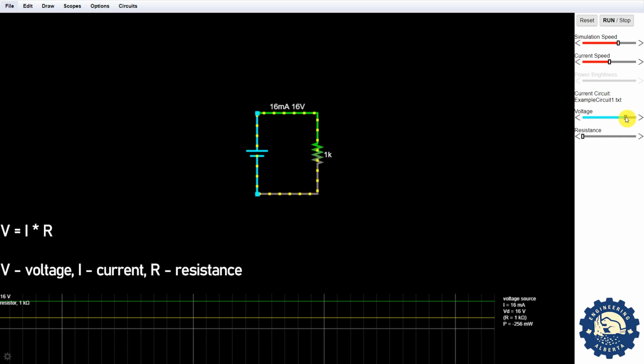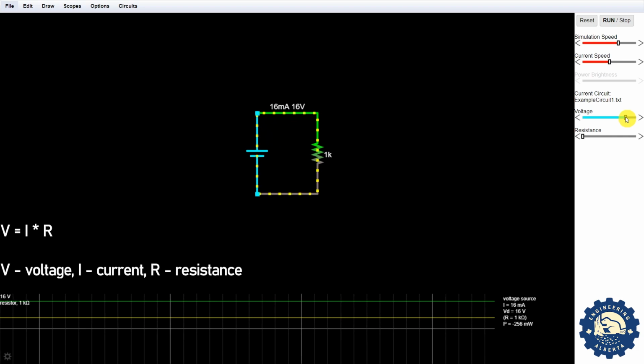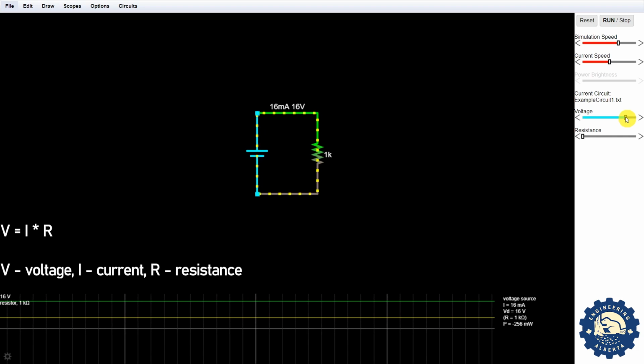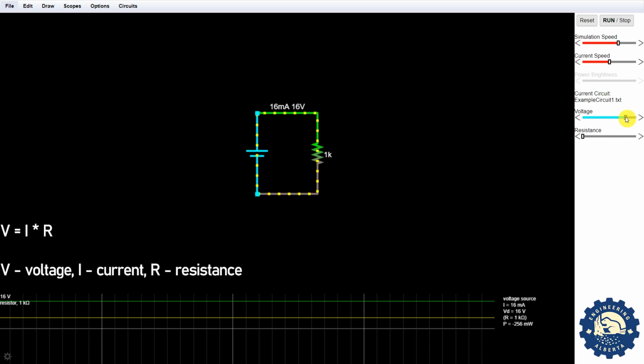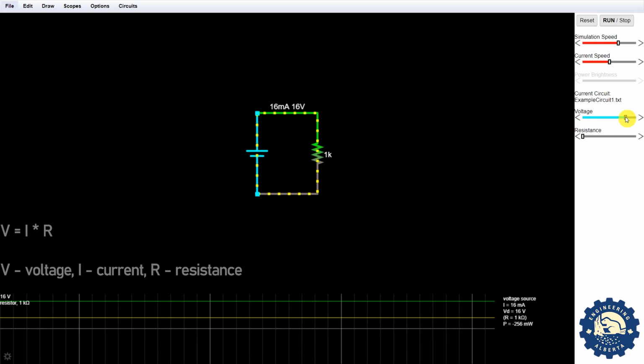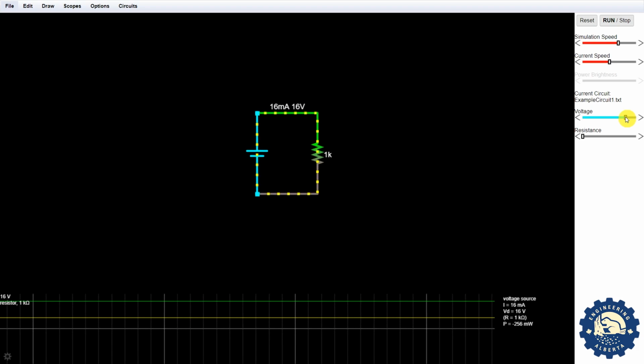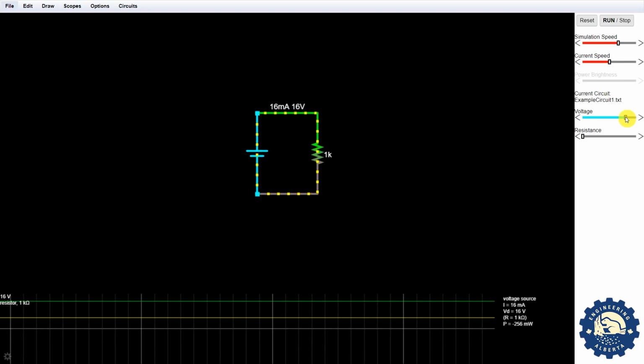So the voltage, also called the potential difference, is equal to the current through an element times the resistance of that element. This equation is fundamental in circuit analysis because it holds regardless of the rest of the circuit.